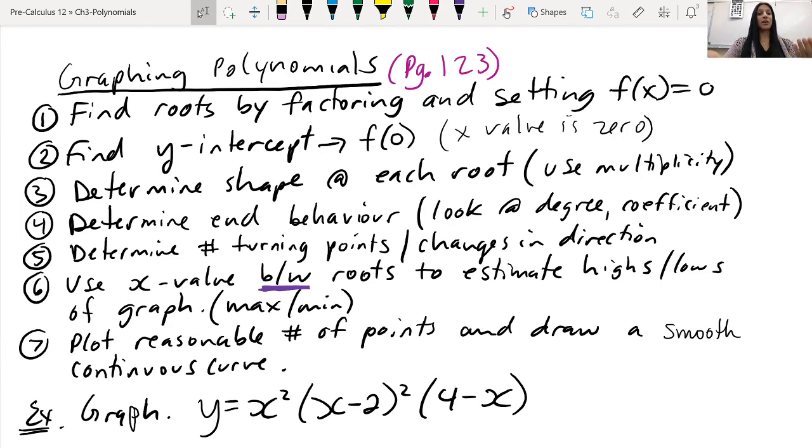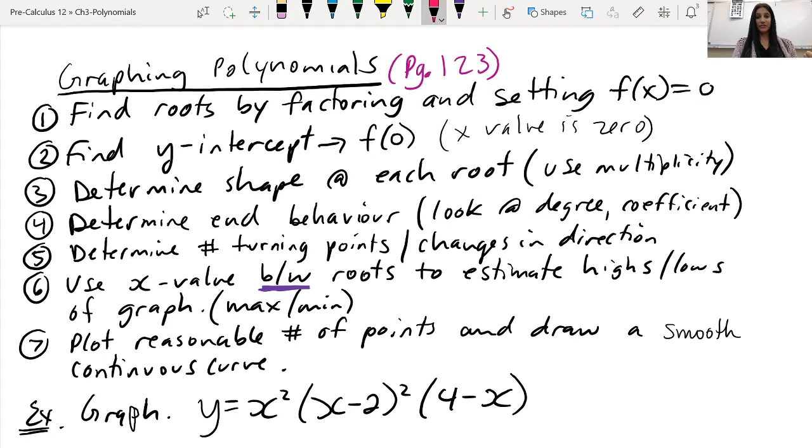Here are the steps for graphing polynomials, because so far we've been picking up little skills or tools to put together so that we could get to this point where we can graph anything. Step 1, find the roots by factoring and setting f(x) equals 0. We did that before. Step 2, find the y-intercept, so that would be where x is equal to 0. Step 3 is determine the shape at each root. So using multiplicity, figure out, is it a cross, a bounce, or a slide? Step 4, determine the end behavior. We would find that by looking at the degree and the coefficient.